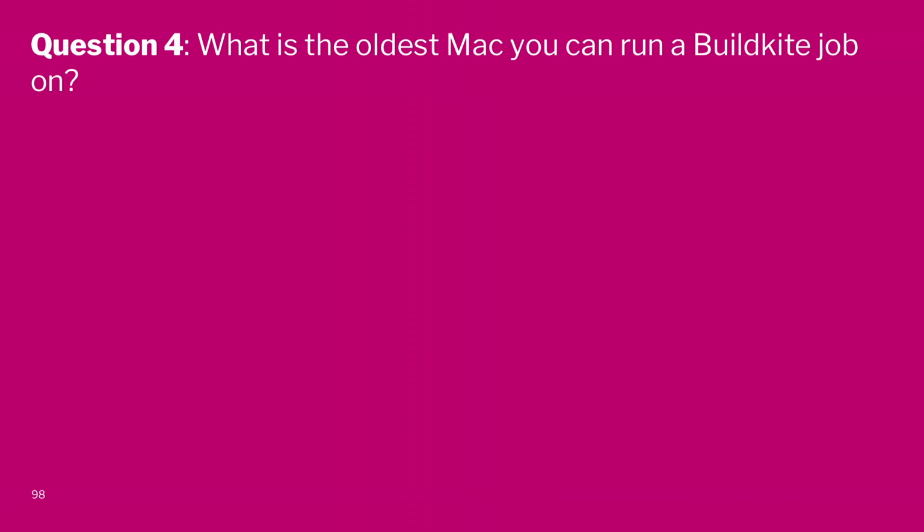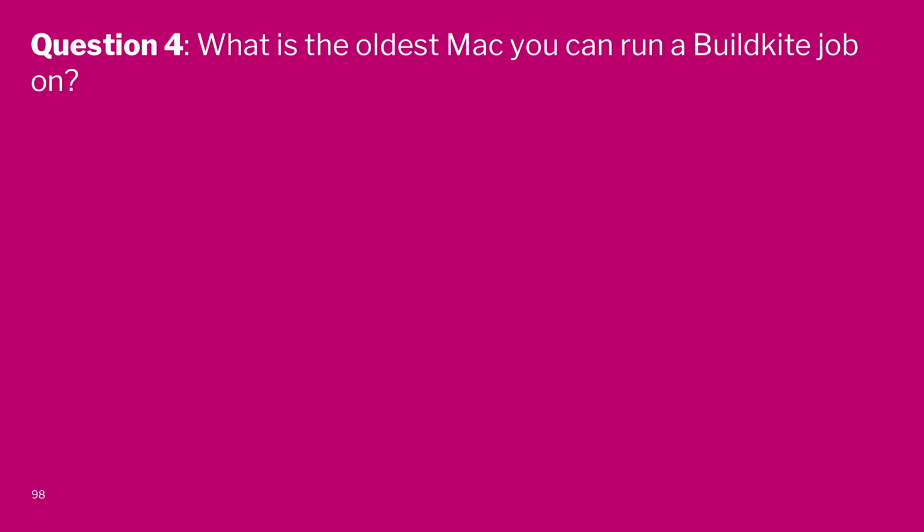So now the part you've all been waiting for. What is the oldest Mac you can run a Buildkite job on? Well, presently, I think we use Go 1.24, and the oldest macOS we support that would support would be Big Sur, which is macOS 11, and I think that can be run on as low as a 2013 MacBook Pro or MacBook Air, which is kind of, okay, 12 years, that's a fair way.